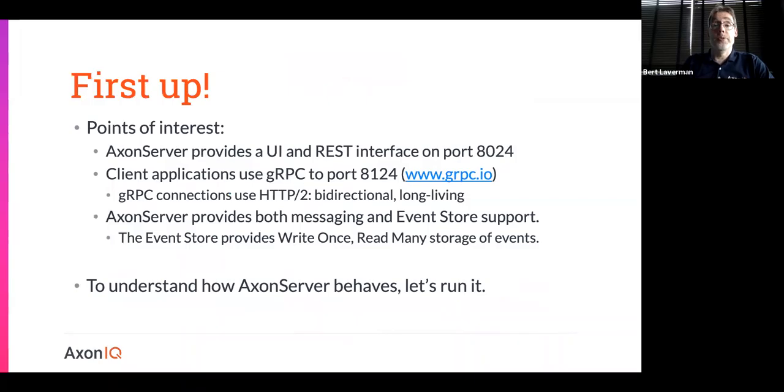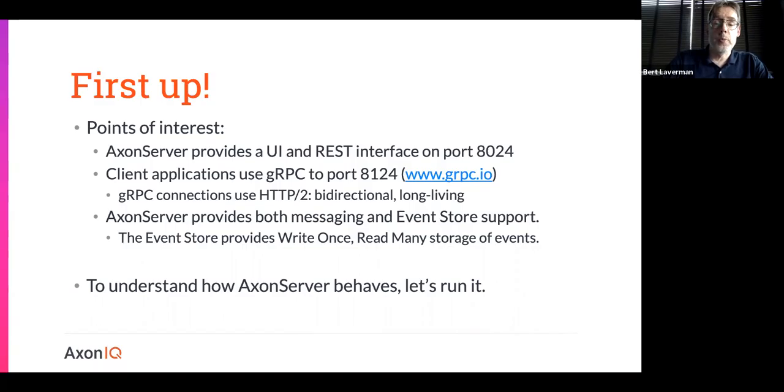So let's go for the first start of AxonServer. Most important thing to know when you start running AxonServer is that AxonServer uses 2 ports. In the standard edition, port 8024 is used for HTTP, and it exposes the web UI and also a REST interface. We'll show that in the demo. The second port is 8124, which is used for gRPC connections. This is what the Axon framework clients connect to.